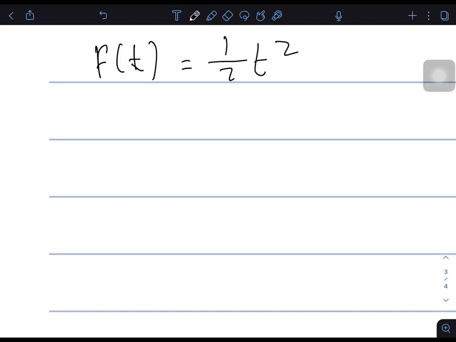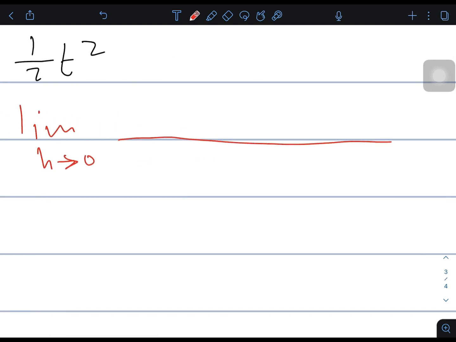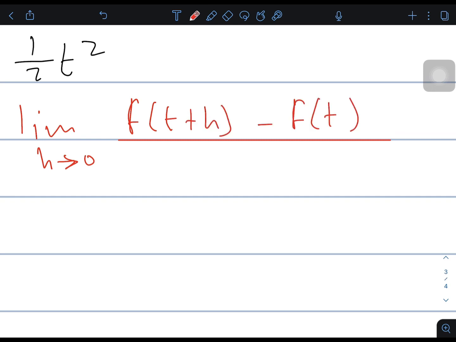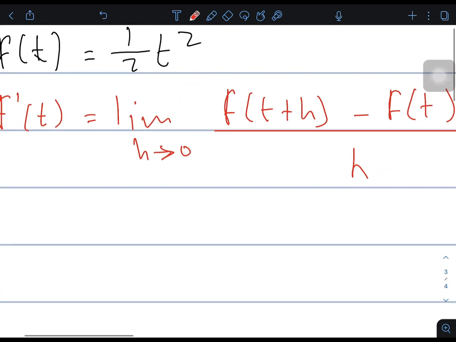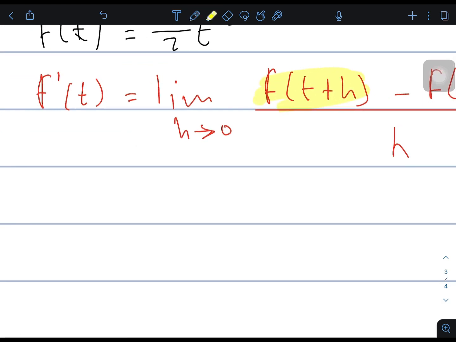Okay. What is our formula? We write it again. F prime of t is equal to the limit as h approaches 0 of f of t plus h minus f of t over h. Okay, so let us first find f of t plus h. That means where there is t, we put t plus h.